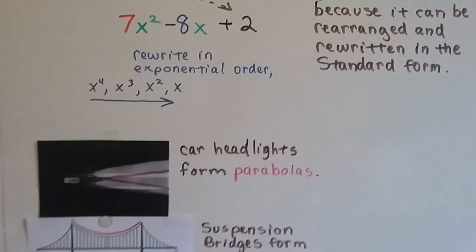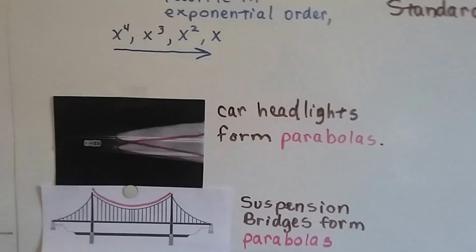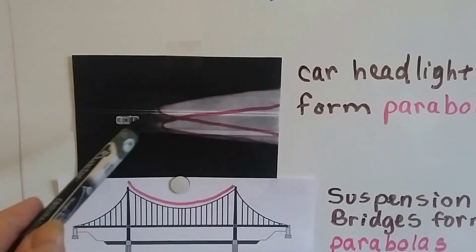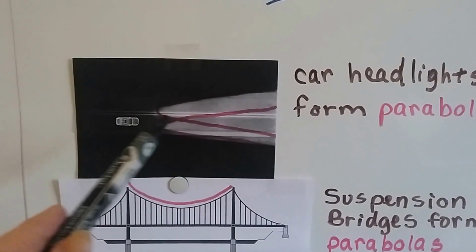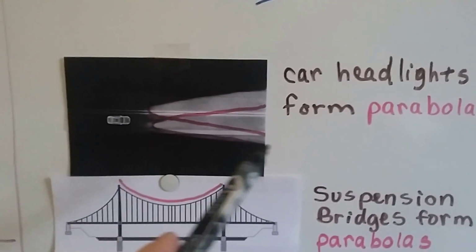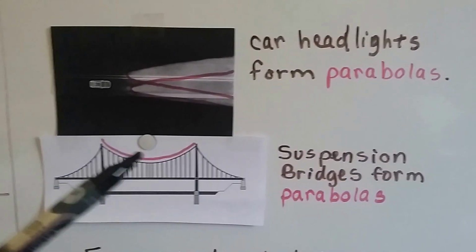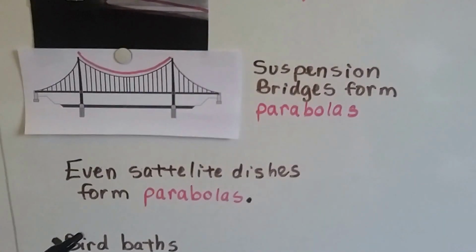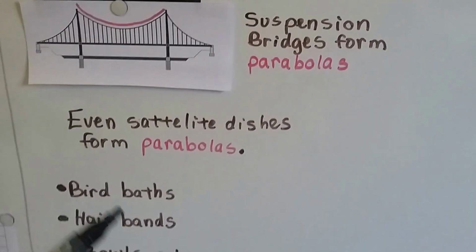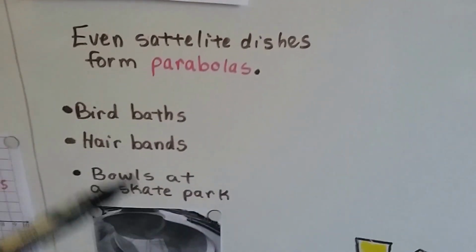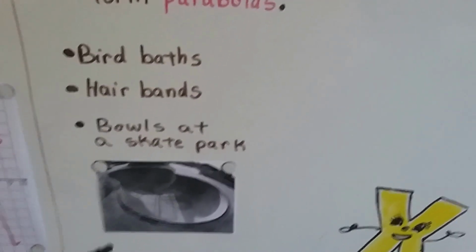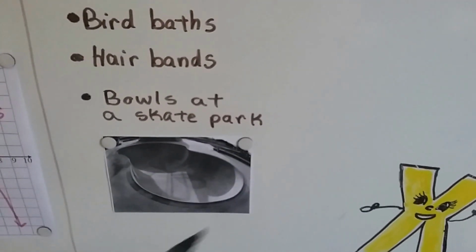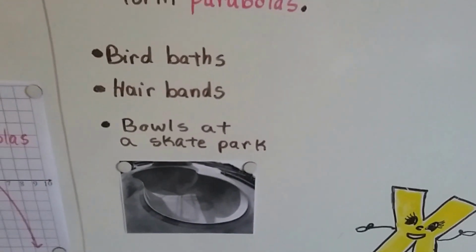So there's parabolas everywhere around us in the world. When you look at car headlights, this is the car, and its headlights are making two parabolas. They're overlapping each other. See that? The cables of a suspension bridge can make a parabola. Satellite dishes form parabolas. Bird baths, hair bands, plastic hair bands that you hold your hair back with. And even the bowls at a skate park can make a parabola. See that? So they're everywhere.